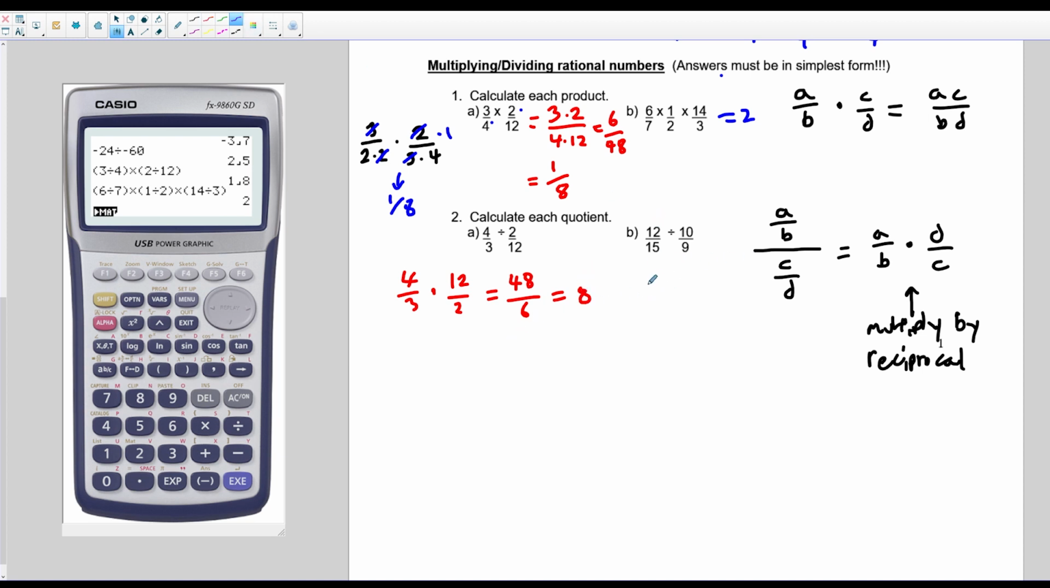Taking a look at the second problem, again, we've got 12 over 15. We take our original first fraction, and we're going to now multiply it by the reciprocal of this second rational. So that gives us 9 over 10. So let's try it out on our calculator. We've got 12 over 15, and we're going to multiply this with 9 over 10. We get 0.72, and we turn that into 18 over 25. So 18 over 25.